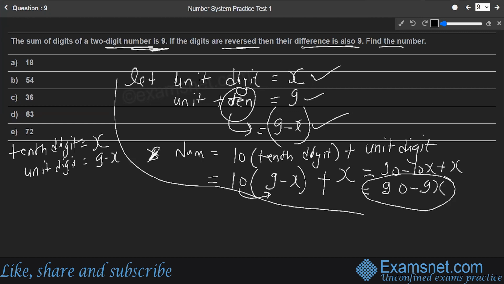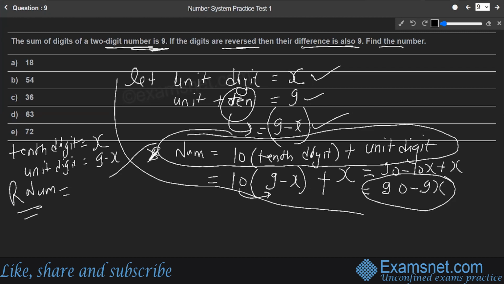Now how can we make the reverse number? Again the formula is the same: 10 times the tens digit plus the unit digit. So 10 times the tens digit is 10x, plus the unit digit, that is 9 minus x. This is going to be 9x plus 9. This is going to be the reversed number.